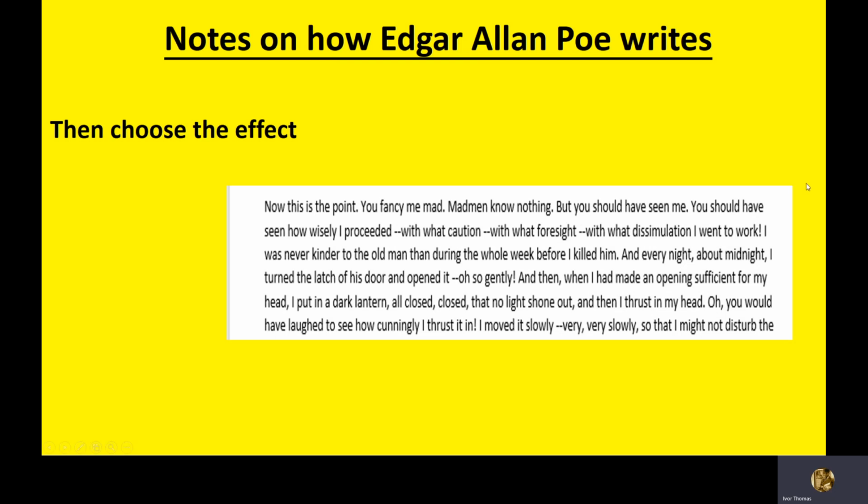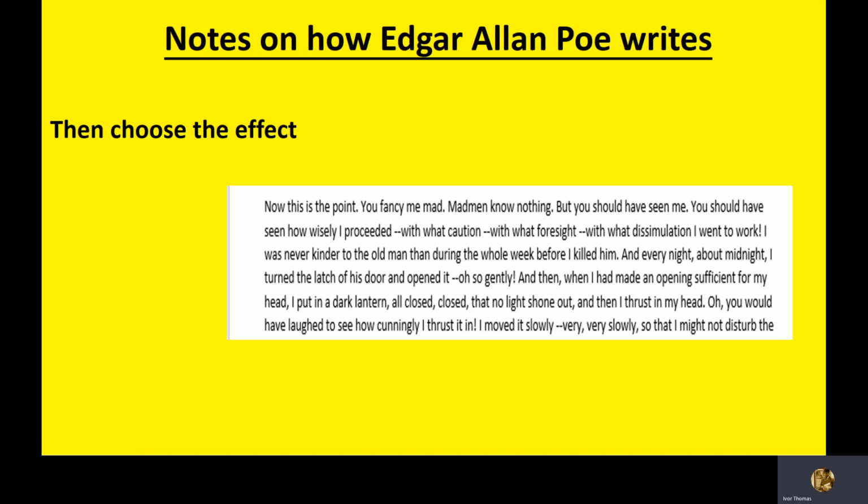Look at how the exclamation marks work. Oh, so gently in the center. What foresight, what dissimulation, which means intelligence and deceptiveness, what cunning, what caution, what foresight, what dissimulation. So repetition there, exclamation marks there. I moved last line, very, very slowly, so he wants to be impressed. But what effect would he have? What effect does that have on you?